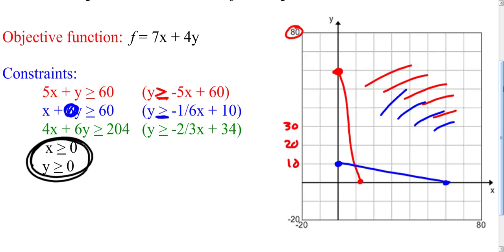Okay. Next equation. For the y-intercept, I'm going to put 0 in for x, and I get 6y is greater than or equal to 204. When I divide 204 by 6, I get 34. So it crosses the y-axis right here at 34. And then to find the x-intercept, I put 0 in for y. 204 divided by 4 is 51.